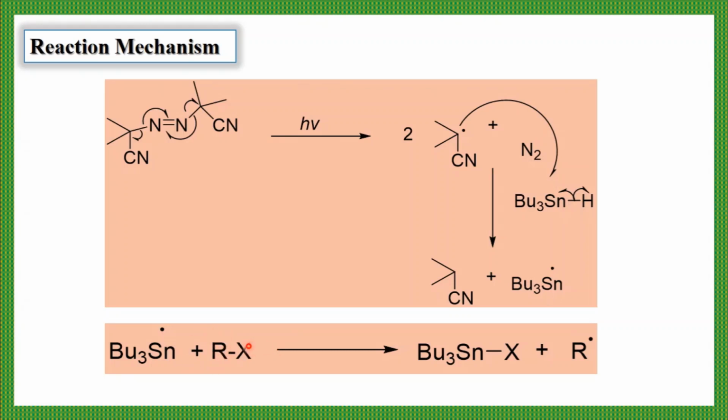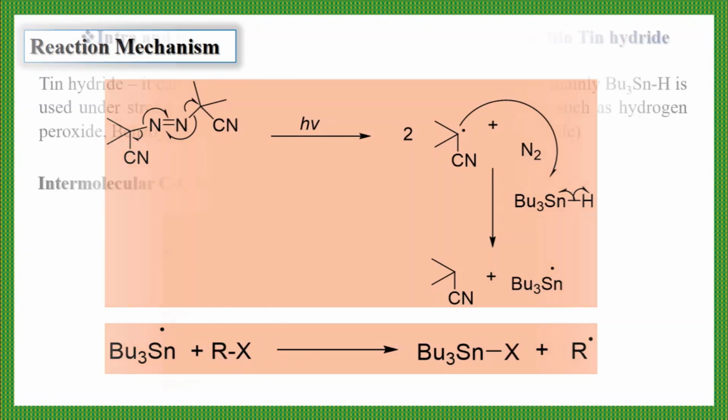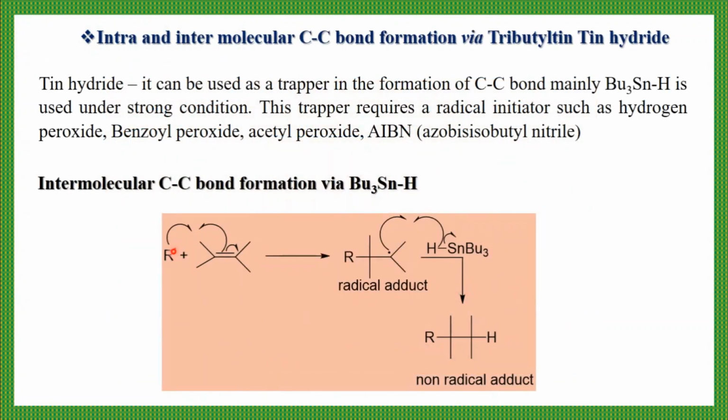So this is the application of tributyltin hydride, a wide range of applications. You can use a variety of alkyl halides and generate a variety of alkyl radicals, and you can add that alkyl radical to your alkene and produce different, novel molecules. It's simple, as I already explained.